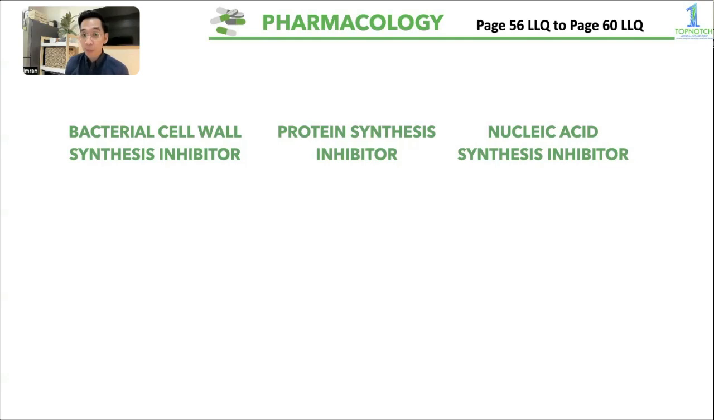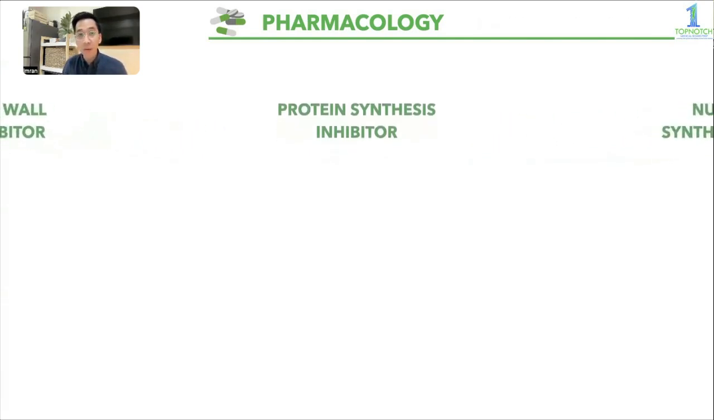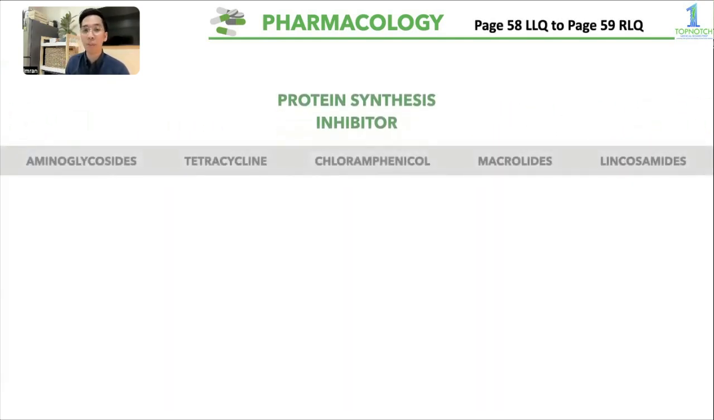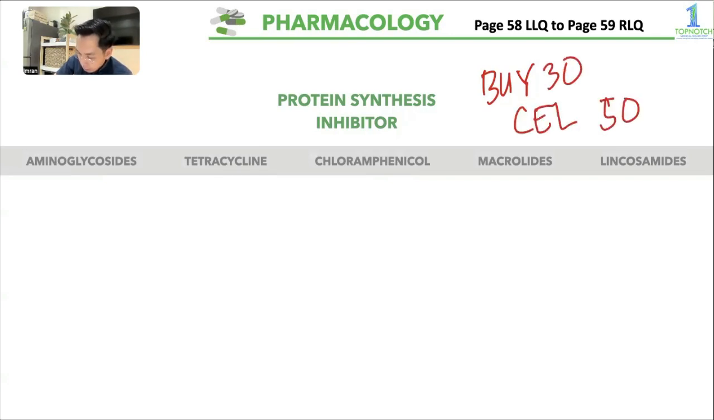We now proceed to the protein synthesis inhibitors. Now your protein synthesis inhibitors, remember, di ba, protein, saan nanggagaling ba ang protein synthesis natin? Sa ating ribosomes, di ba? Yung mga ribosomes natin na makikita sa mga cells. So, yung protein synthesis inhibitors can be divided into yung tinatawag nating 30S, okay? And then 50S.